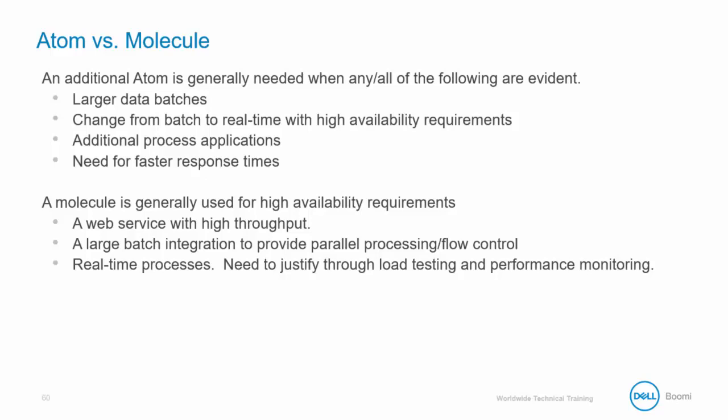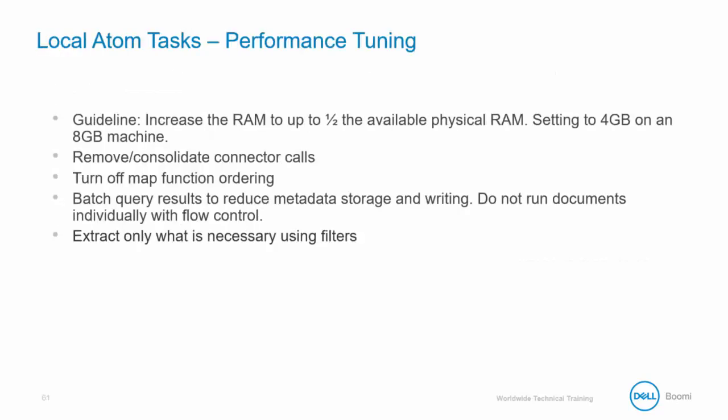A molecule is generally used for high availability requirements. Some examples of this might be a web service that has high throughput, or a large batch integration to provide parallel processing and flow control. A molecule might also be a great option for real-time processes. It would probably still be a valuable exercise to load test and monitor the performance of that molecule to justify the molecule.